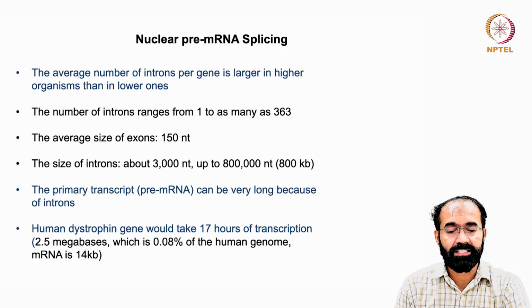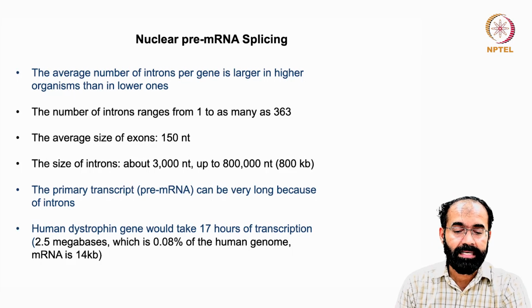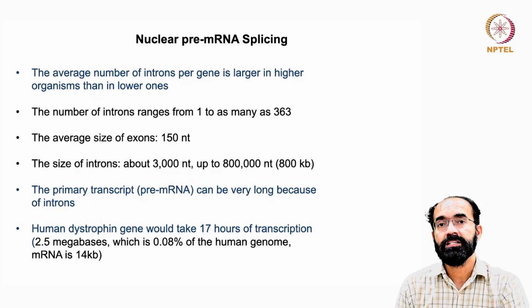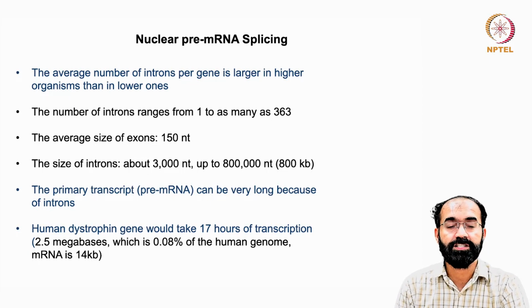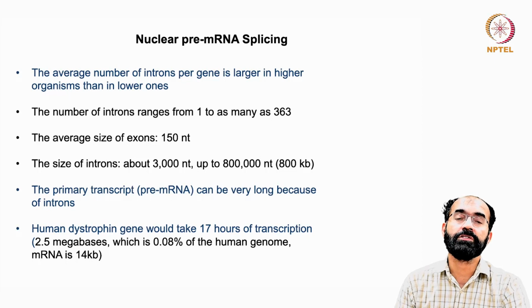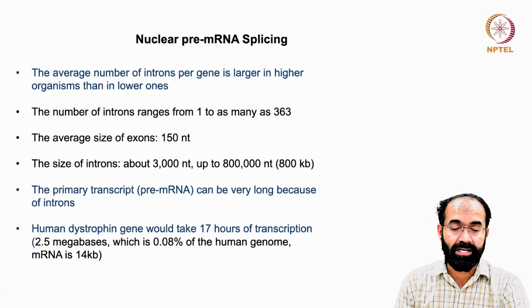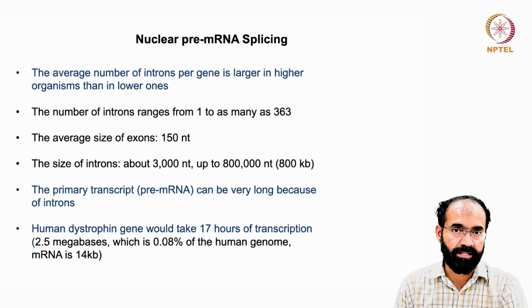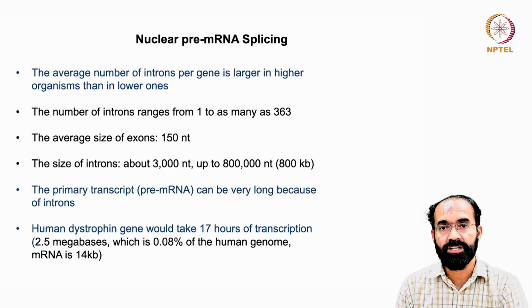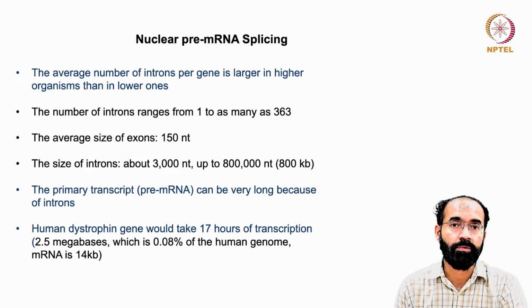So the primary transcript, that is the pre-mRNA, can be very long because of the introns, and this takes a longer time because the transcription takes longer and longer and longer. Sometimes it can even take hours for the transcription. Take the human dystrophin gene: Duchenne muscular dystrophy is caused in human males mainly because of a defective dystrophin protein. So dystrophin is an important gene in maintaining your musculature.